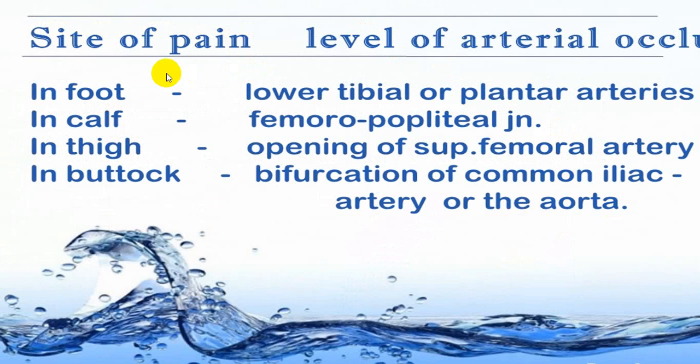We already mentioned the site of pain. If it is in the gluteal region and upper part of thigh, it is more common in aortoiliac involvement. If it is in the mid thigh, it is a femoral artery. If it is in the upper part of the calf region, it is mainly femoral, and in lower part popliteal. This we have already mentioned. And if it is in the foot part, it is tibial, posterior tibial or plantar arteries.